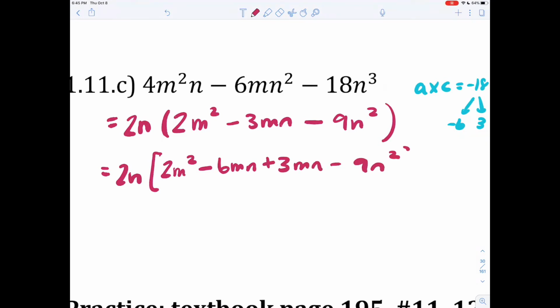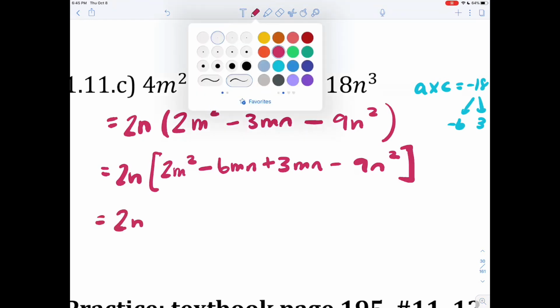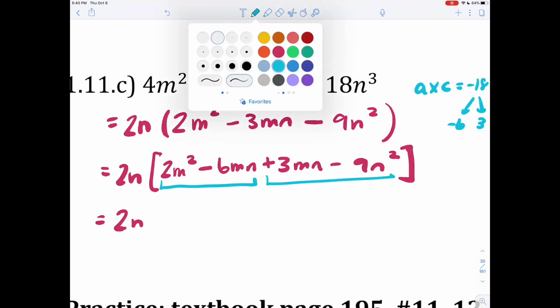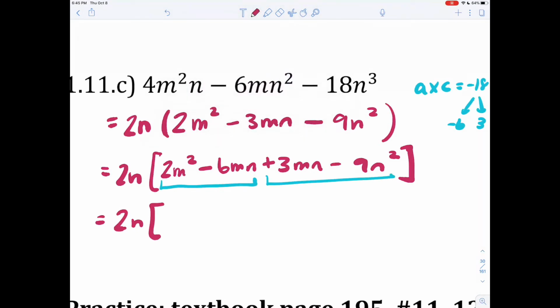So I've decomposed my middle term here. And the next thing I'm going to do in my decomp is pull out a GCF of my first two terms and pull a GCF out of my last two terms. So when I pull out the GCF of my first two, I have 2m as my GCF, which leaves me with m minus 3n. And then when I pull a GCF out of my second two terms, I have a positive 3n, and I am left with m minus 3n.